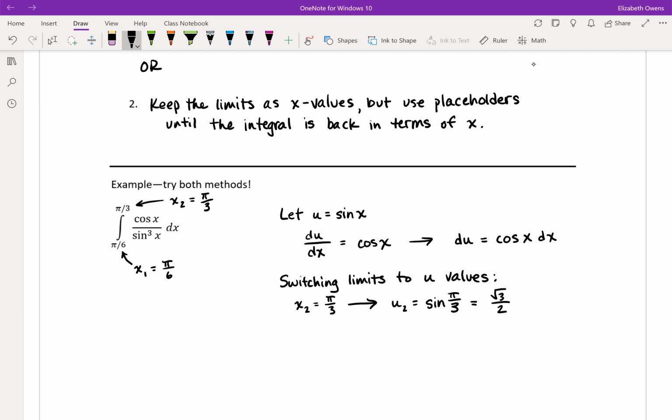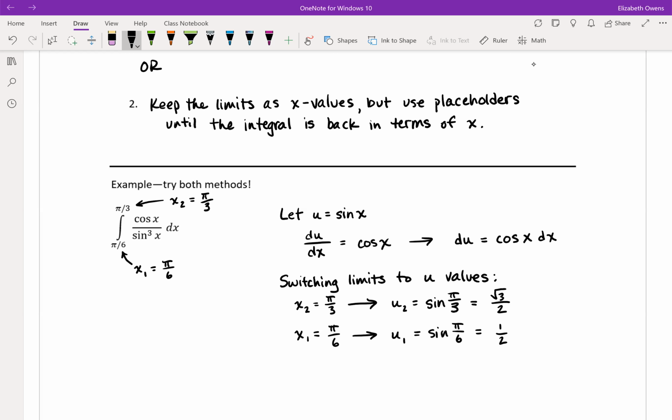Okay. Now you're going to do the same thing with your lower limit of integration. x1 is pi over 6. And so u1 is going to be the sine of pi over 6. We're just plugging in our new x value there. And the sine of pi over 6 is 1/2.